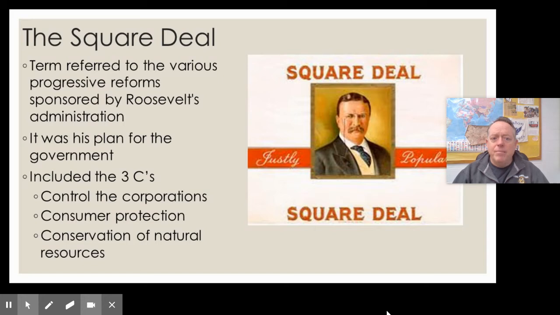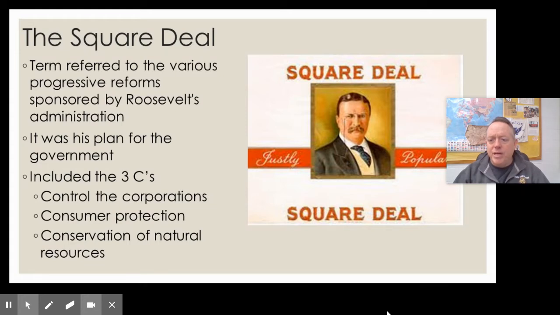This entire program, Roosevelt's entire program, is called the Square Deal. Probably not as famous as his second cousin's New Deal, which we will discuss in a couple of weeks, but it's a good term to know. Control of the corporations, consumer protection, and conservation, the three C's, if you will. All right. And so make sure that, that's a great way if you're writing an essay to kind of organize your essay in terms of this, okay?